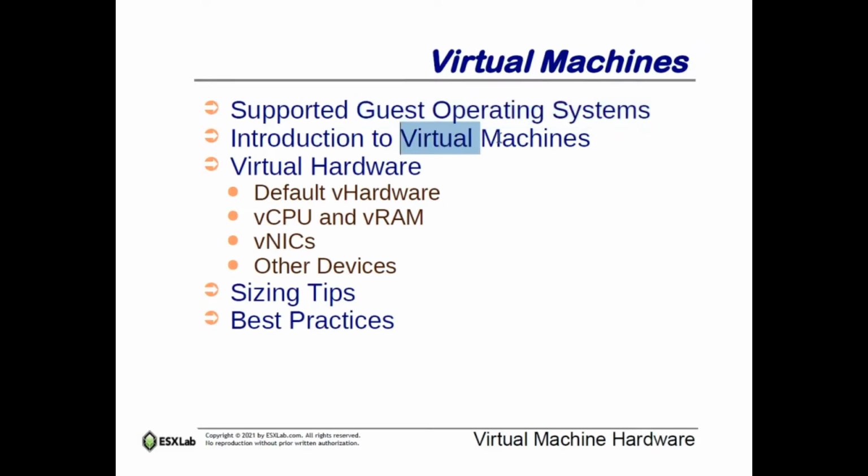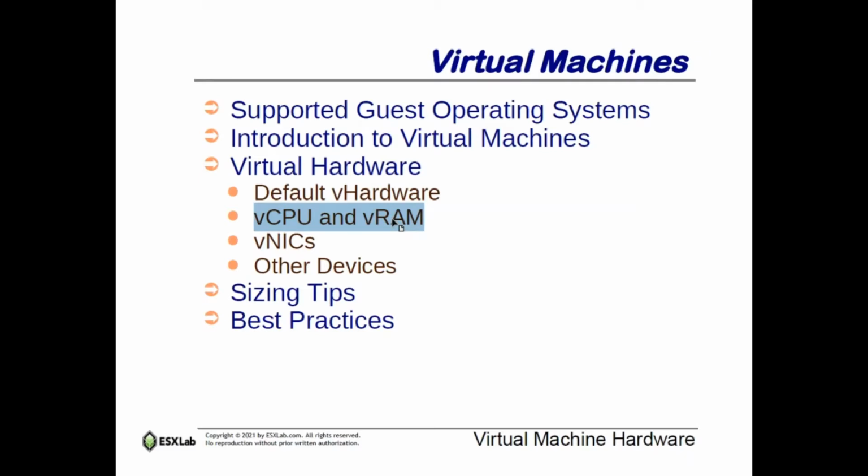So we're going to take a look at virtual machines from the hardware layer. We're going to see what virtual hardware we get by default. We're going to see the CPU and memory layout of a virtual machine and how we can adjust it so that we size CPU resource availability and memory resource availability according to our needs.